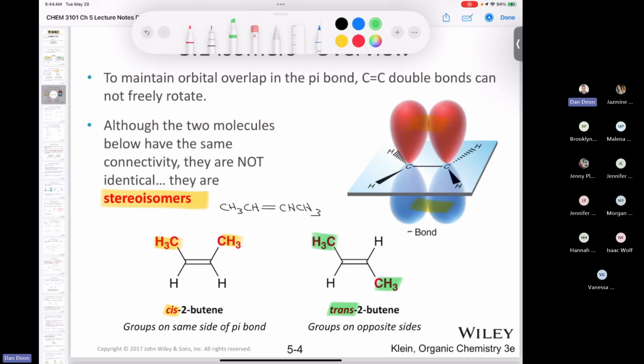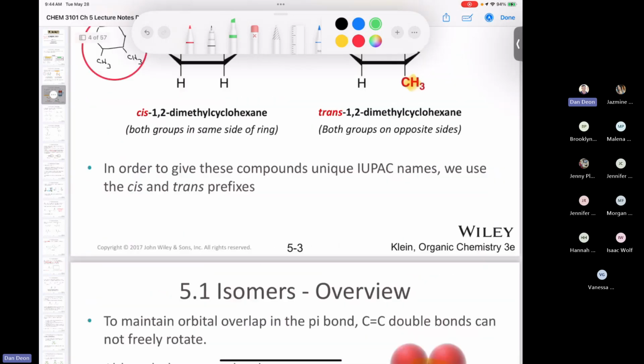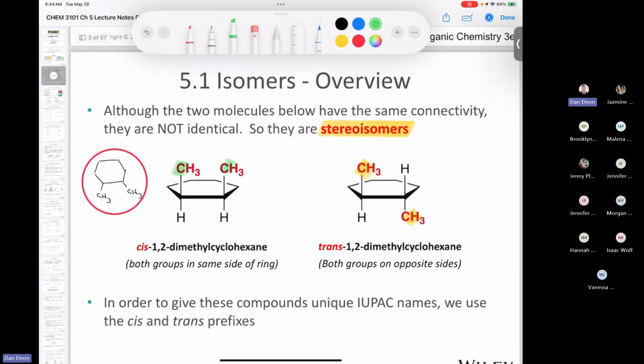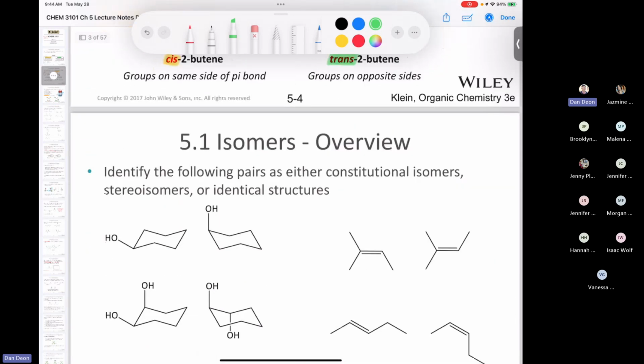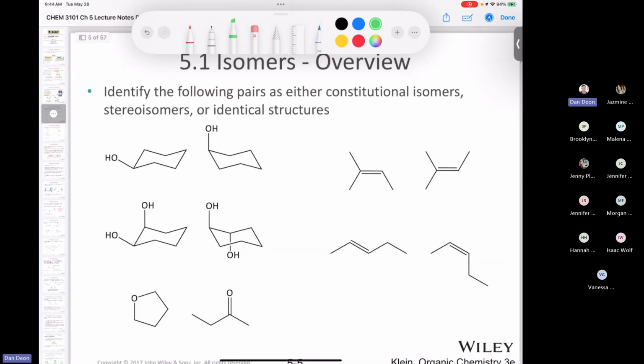There are several types, but remember, we can have cis and trans with a double bond, and we can also have cis and trans with a ring. Okay, so now that we've established that, let's try a problem. It just says here, identify the following pairs of compounds as either constitutional isomers, stereoisomers, or identical structures.